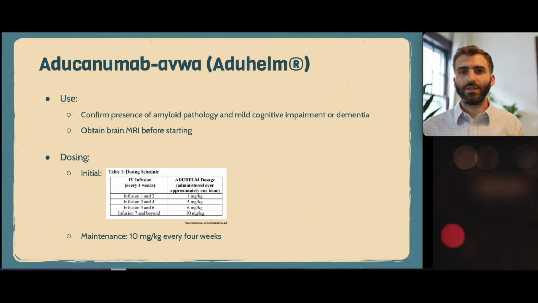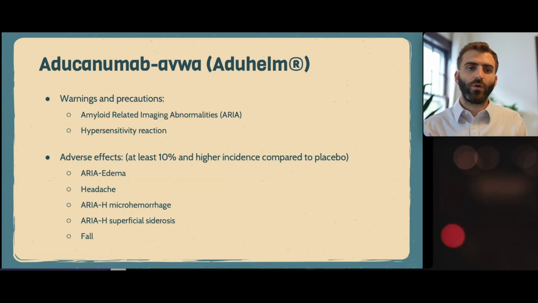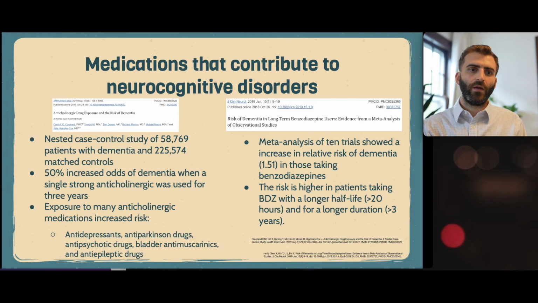Before you use this, you want to confirm that they have those beta amyloid plaques. So you do an MRI scan or a PET scan, or both in some instances. And then this is an IV infusion given every 4 weeks. There's a serious side effect here called ARIA, amyloid-related imaging abnormalities that can cause edema or microhemorrhages. Some other medications that can cause neurocognitive disorders are anticholinergic medications and benzodiazepines.